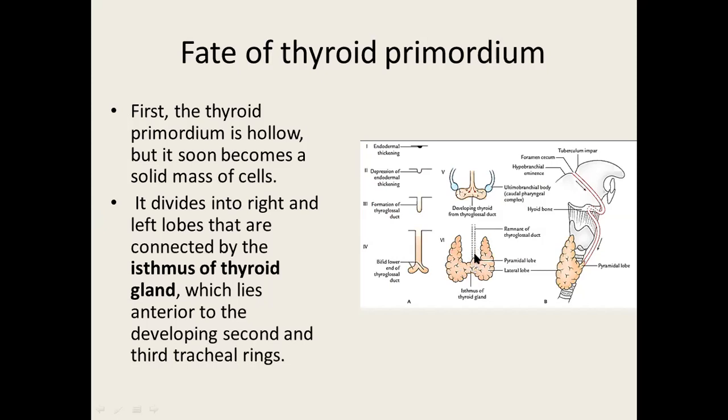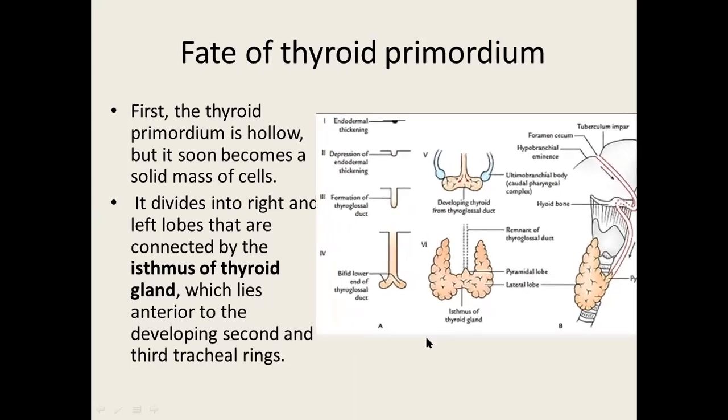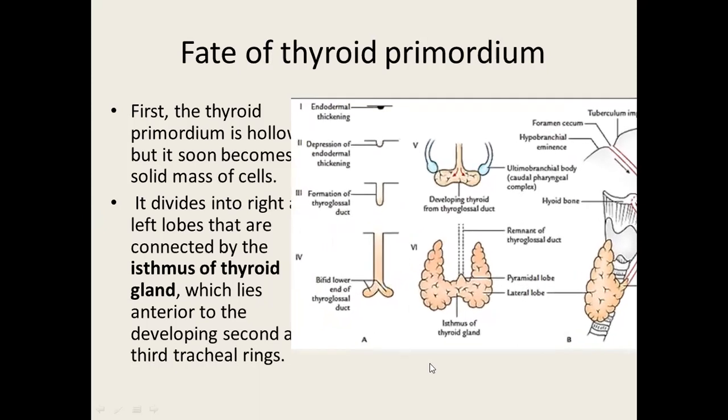Now this thyroid tissue is present anterior to these tracheal rings. Why? Because the foramen cecum is the place from where the thyroglossal duct originates, and it is always anterior to the epiglottal swelling, which gives rise to the epiglottis. And the rest of the laryngeal cartilages are derived from the third and the fourth pharyngeal arch. Now you can have a better look at this diagram.